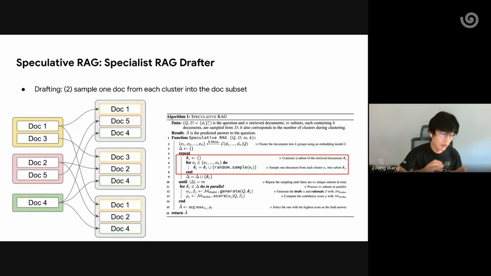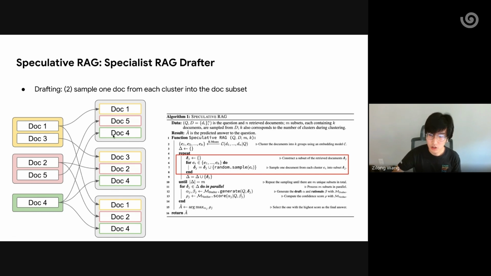After that, we have these 3 topic groups, and we select one document from each cluster into the subsets. So you can see we select document 1 from the first group, document 2 from the second group, and document 4 from the third group into each subset. And as you can tell from the cluster, each subset will combine information from each topic. So each subset should have diverse information from the retrieved documents. For example, each subset will contain one document for each different Zilong, in the case I just mentioned.